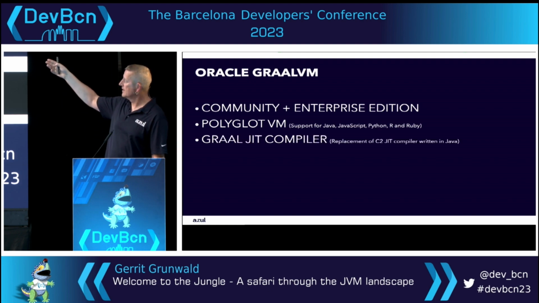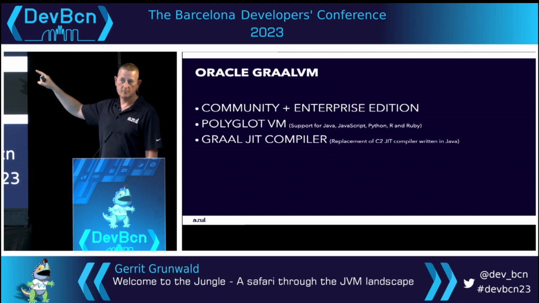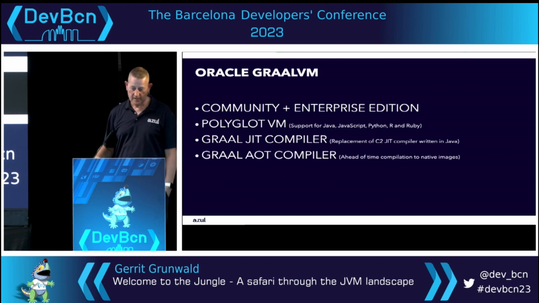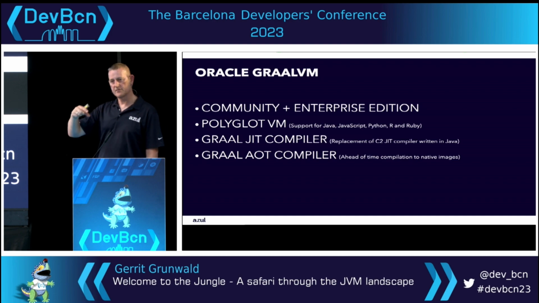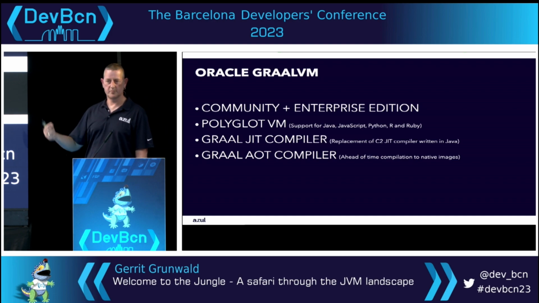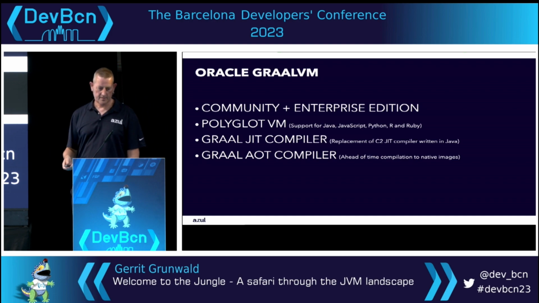That's what I said already. It's a replacement of the C2 JIT compiler, which is faster. This only goes for the Enterprise Edition, which is now just GraalVM. And it also has the AOT compilation, where you can create native images by ahead-of-time compilation, right? And there was one person using it in production, right? So native image, back there somewhere.